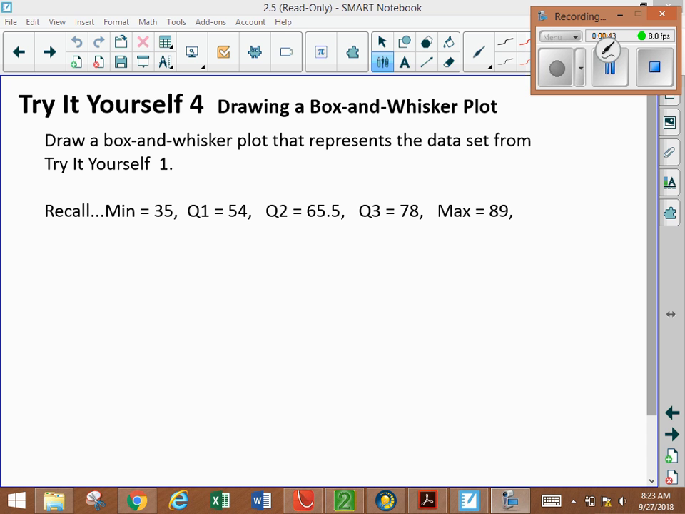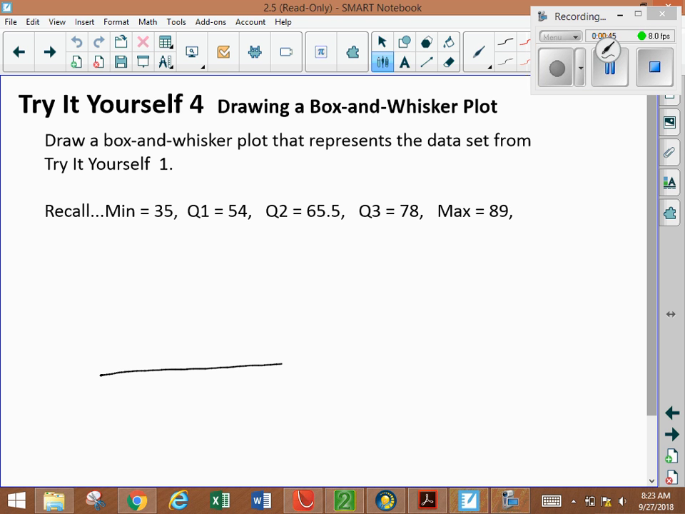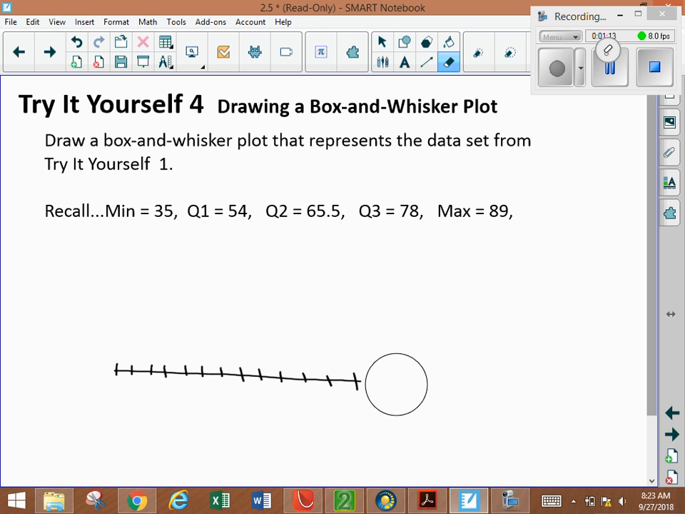Alright. So again, when I do that, I'm going to put a horizontal axis there. I'll go by 5. And we'll start at 30, 35, 40, 45, 50, 55, 60, 65, 70, 75, 80, 85, 90. I think that should do the trick. Yep. Alright.